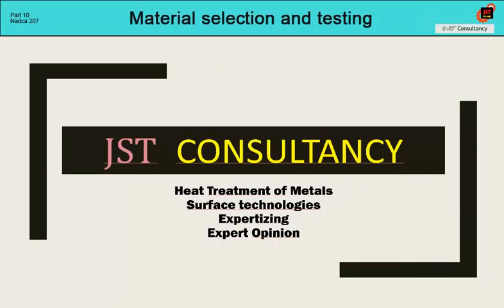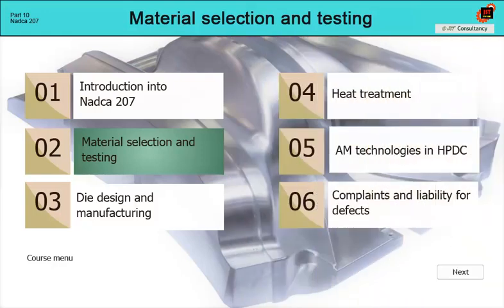The second part of the course for the manufacturing of die casting dies according to NADCA 207 is intended for material selection and testing. The material selection, the way it is ordered, and the control of delivery have a fundamental influence on the result. Therefore, we will cover this chapter in great detail.